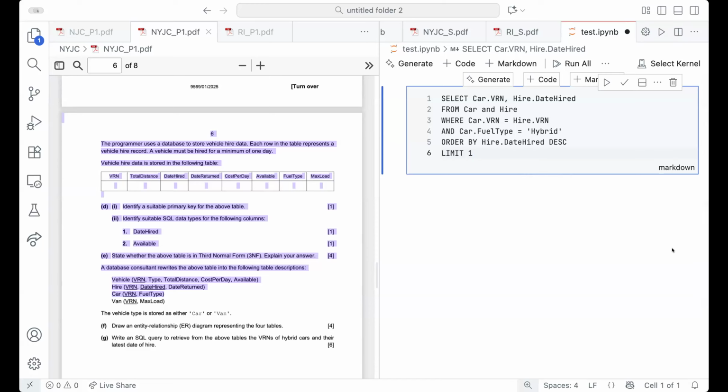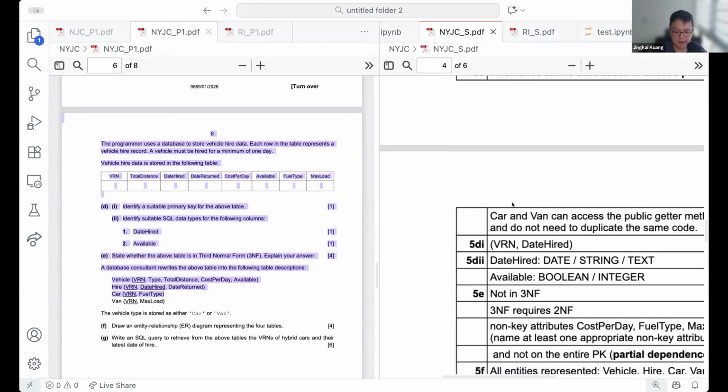Why do you think there's a problem? Because it will limit. It will not group by the car VRN. So that means, let's say you got 3 cars being rented, each car being rented 3 times, right? Then you sort by date, right? It will only give you the latest one out of those nine entries. Correct?